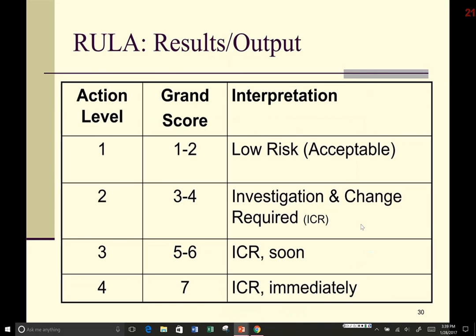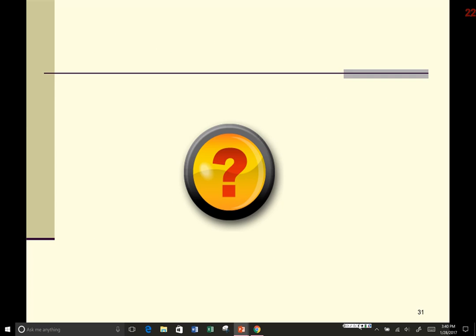So going back, your possibilities for action level are 1, 2, 3, 4. We were at a 3. Our grand score was a level of 5, and what that means, again, is ICR, investigations and change required. Our immediacy is we need to do it soon. There are stressful postures here. And so obviously you could go back and work on improving posture, improving the static hold, and the muscle use, so the static posture. Okay, and that concludes our use of UE-RULA.